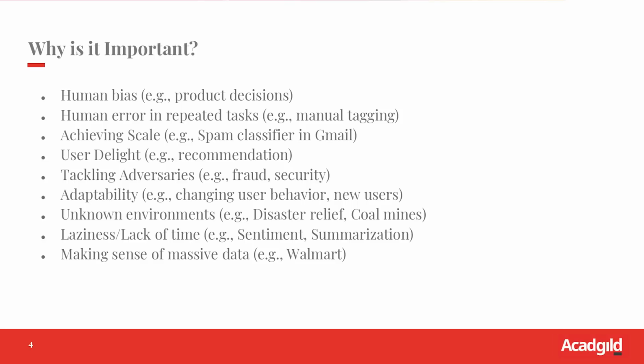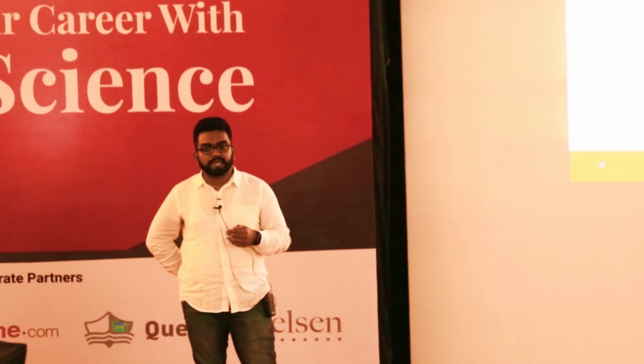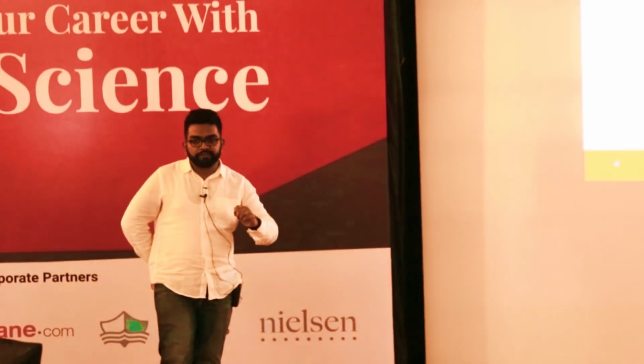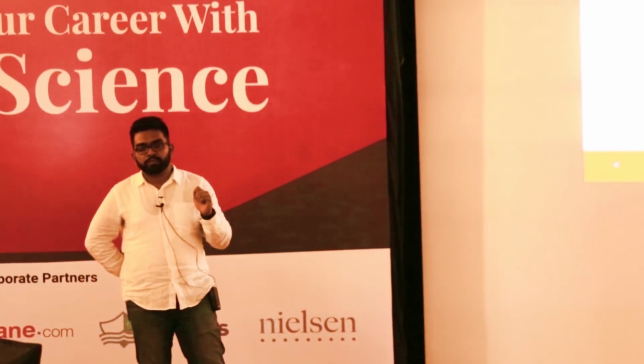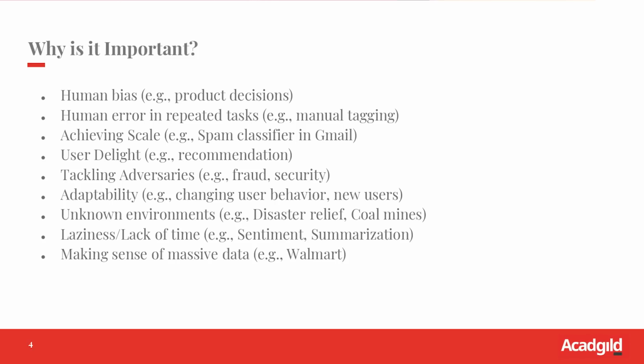Tackling adversaries, like in the case of fraud or security. Adaptability. Whenever you have new users, how do you show the best content so that they come back to your platform? Unknown environments, like disaster relief or coal mines. You can build robots that can navigate the path or find the best path, to make a better coal mine traversal. Or simple laziness or lack of time, if you want to get the sentiment of a news article or a movie review. Also making sense of massive data at Walmart.